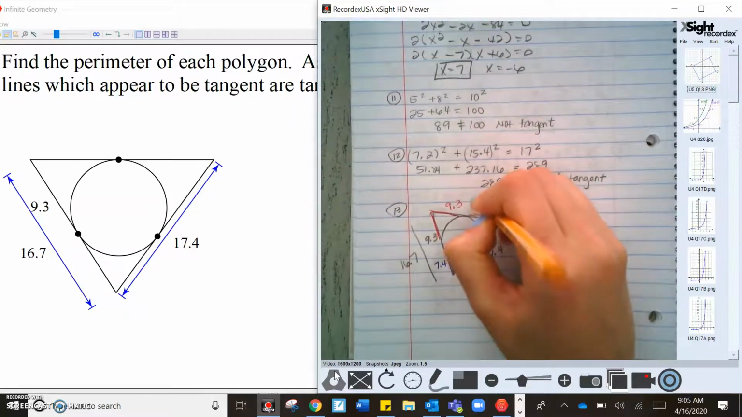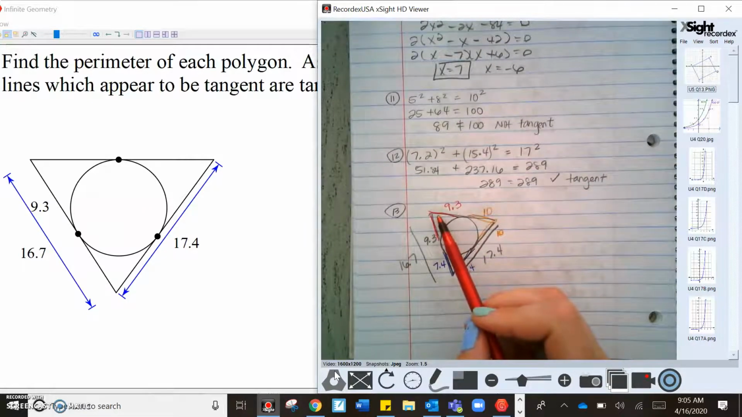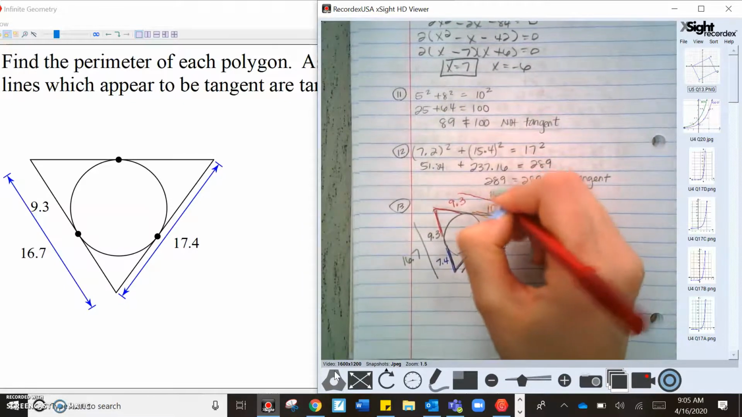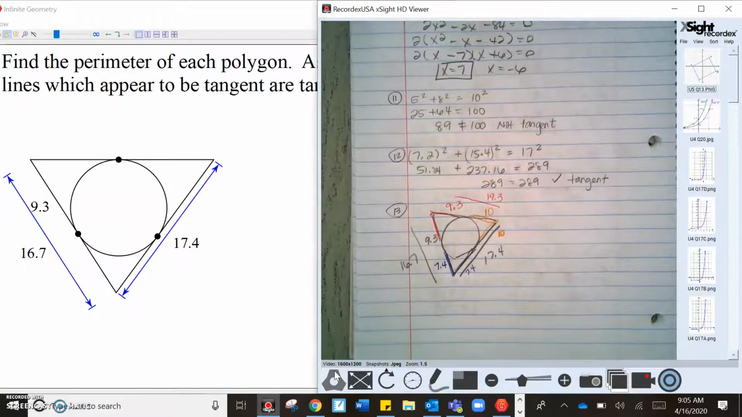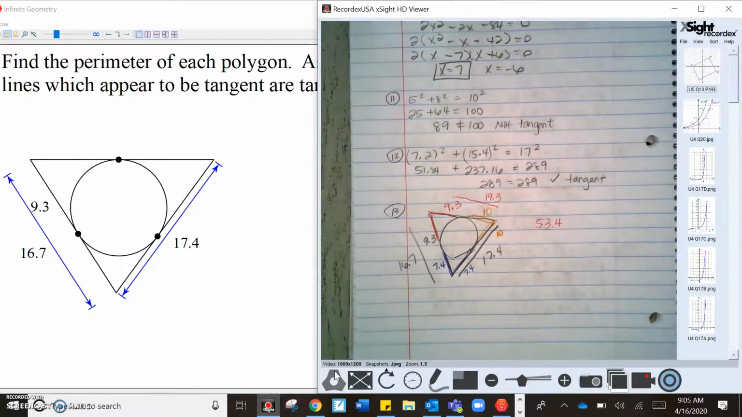So this is 10. So the goal of finding all these side lengths is to find the perimeter. Remember, when we find the perimeter, we're adding up all those side lengths. So I'm going to sum this up. This is 19.3. So I'm going to say 19.3 plus 17.4 plus 16.7. This is 53.4. That's the perimeter to this polygon.